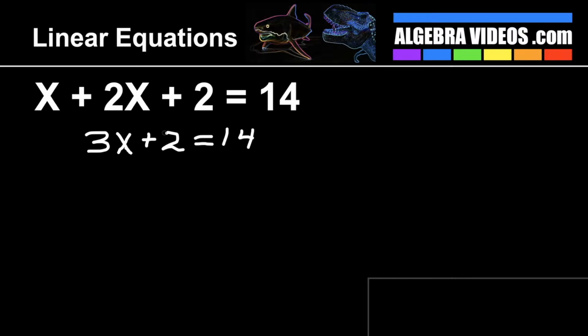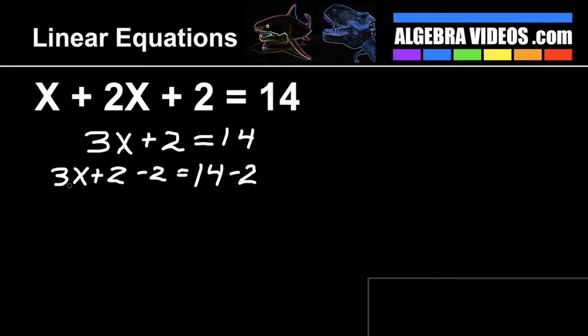And now I want to get rid of this 2. So I'm going to move it over to the other side, or I'm going to subtract 2 from both sides of the equation. Anything I do to one side of the equation, I have to do to both sides of the equation. Not only can I, but I have to. So I'm just going to rewrite this as 3x plus 2, and then I'm going to subtract 2. And that's equal to, on the right side, 14, but I also have to subtract 2, okay, from both sides.